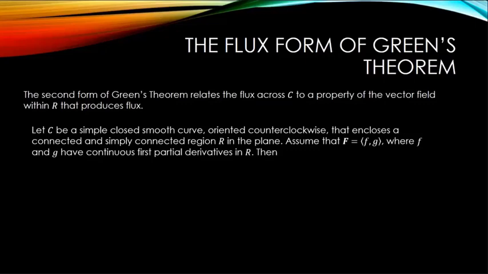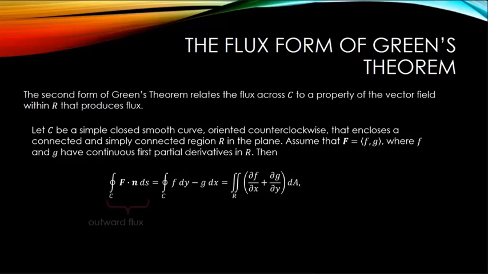If we assume that my vector field F is specified by the vector with components f and g, where f and g have continuous first partial derivatives in R, then the closed integral over C of F dotted with n ds is equal to the closed integral over C of f dy minus g dx. This can also be written as the double integral over R of the partial of f with respect to x plus the partial of g with respect to y dA.